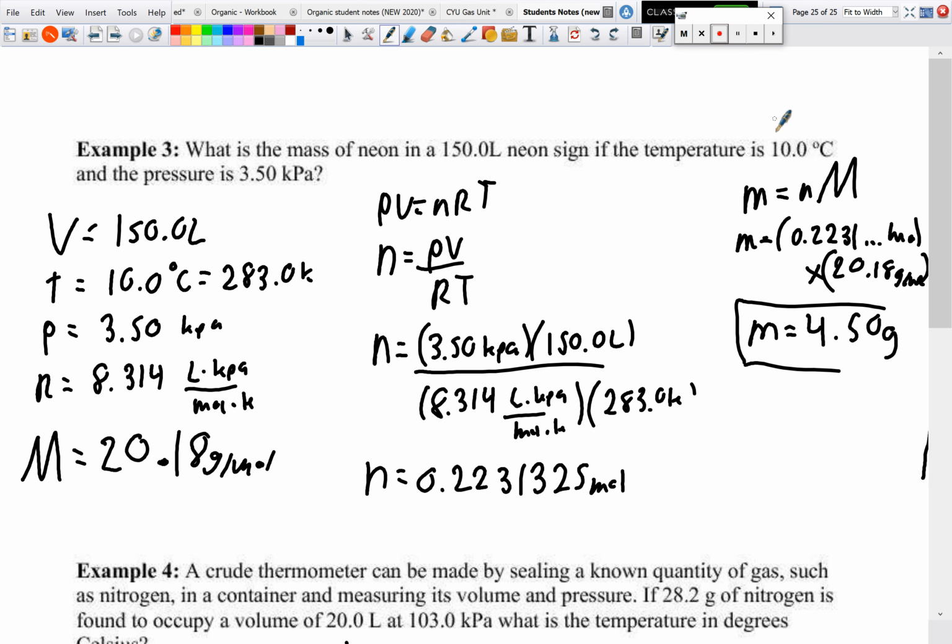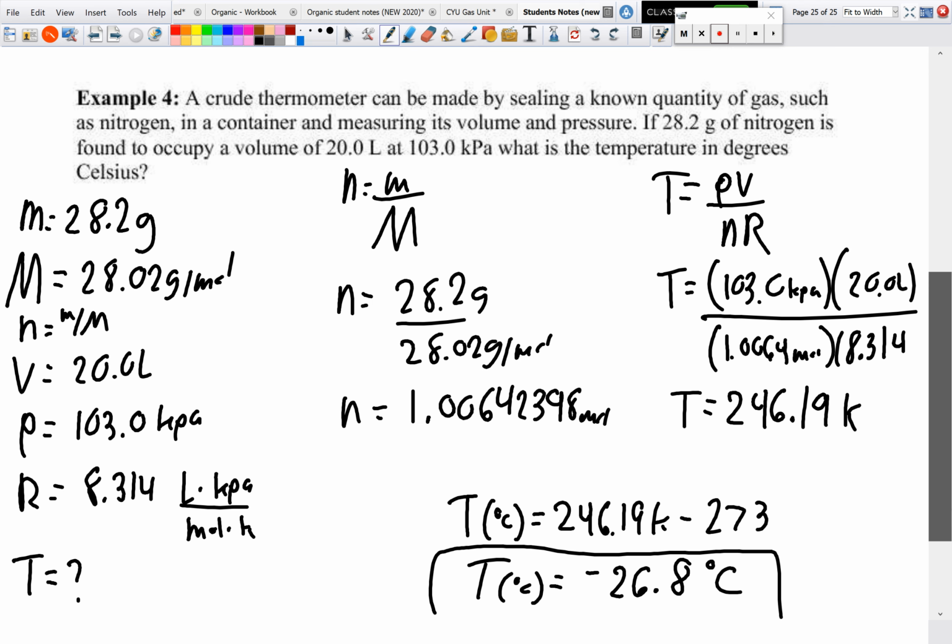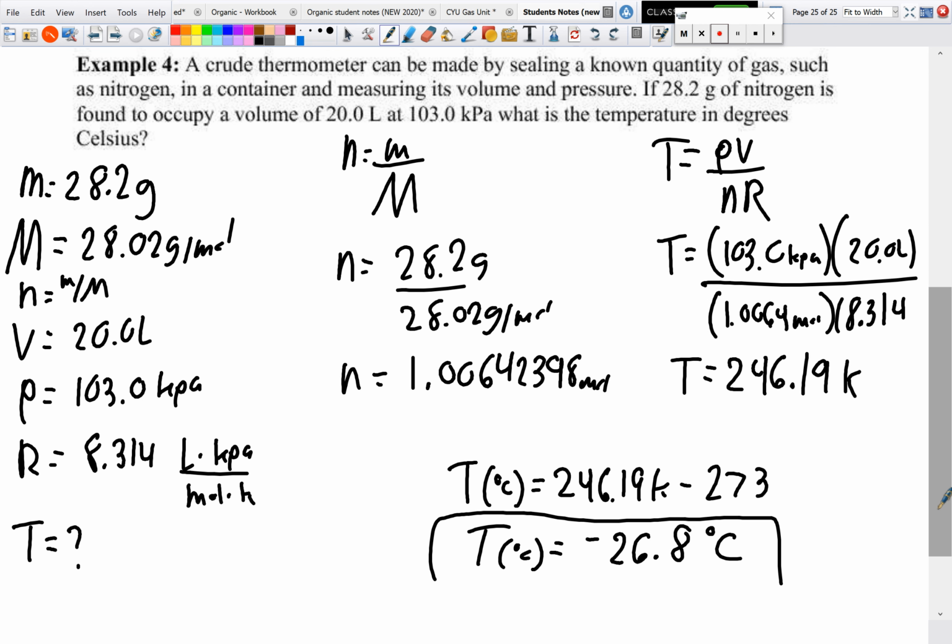Alright, so the answer to example 3 looks something like this. You should get a mass of 4.50 grams in the workings right here. If you want to pause the video and go through, make sure everything matches up, please do. And finally, the last one, example 4, you should get negative 26.8 degrees Celsius. And of course, the workings are right there as well for you to see.